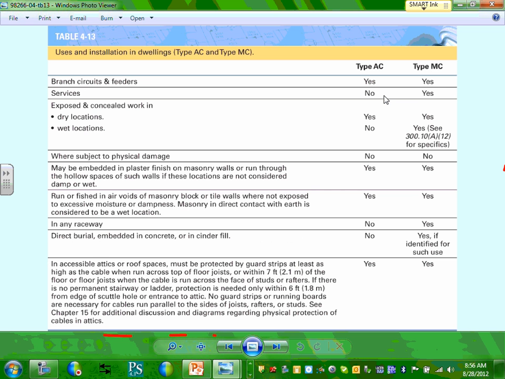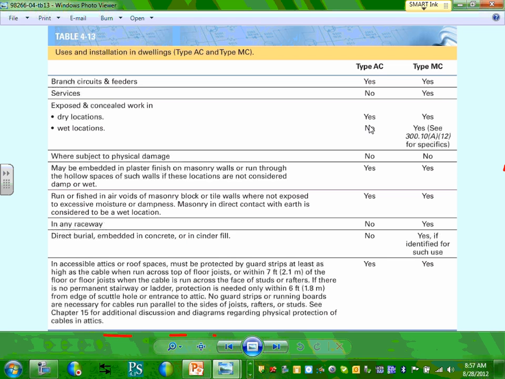Jeff, look what the disadvantage of AC cable. Can I use it as a service? No. Again, this is a lot of information, guys, taking it from a lot of sources in the NEC code book. You have to go to all these tables and articles to get them. So it's really one table that summarizes all this stuff for you.